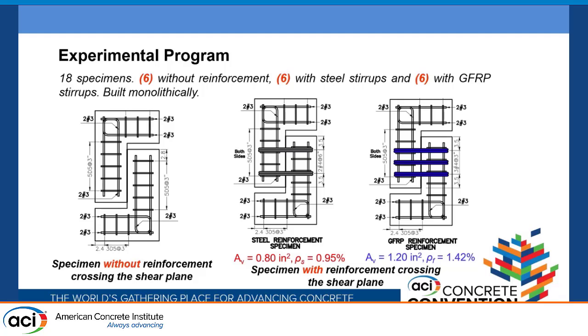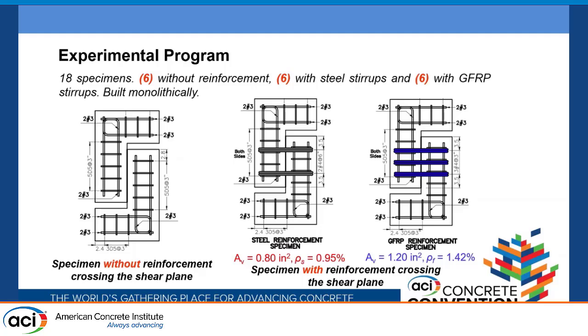So this is the reinforcement of the specimens. Three groups of specimens were built: 6 specimens without reinforcement crossing the shear plane, as you can see in the picture on the left; 6 specimens with steel stirrups crossing the shear plane, as you can see in the picture in the center, where we use, in this case, 2 stirrups number 4 for steel; and finally, 6 specimens with 3 GFRP stirrups number 4 crossing the shear plane, as you can see in the picture on the right.